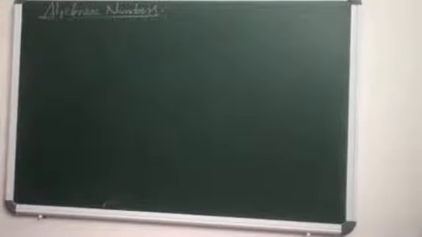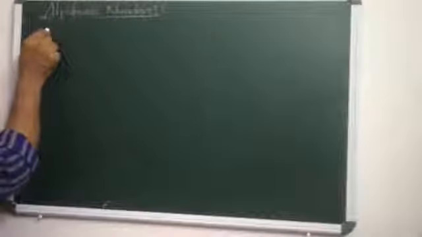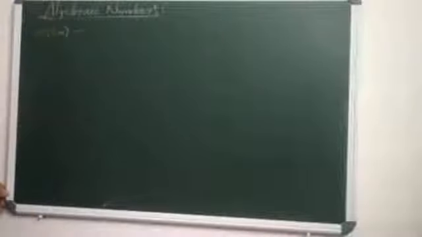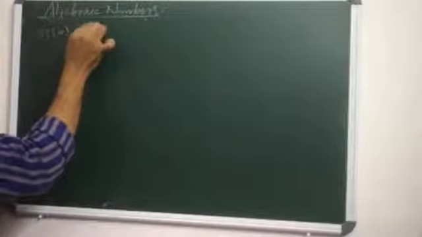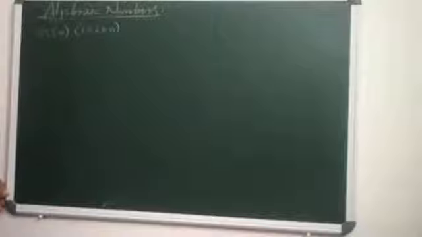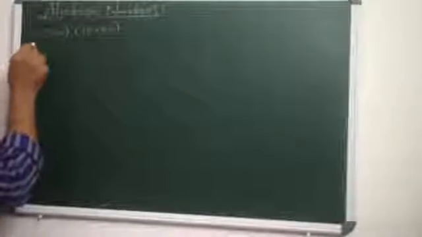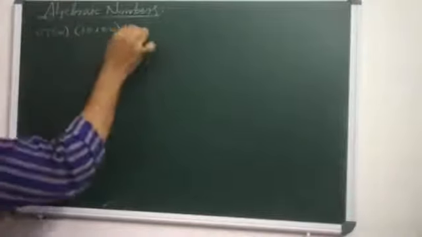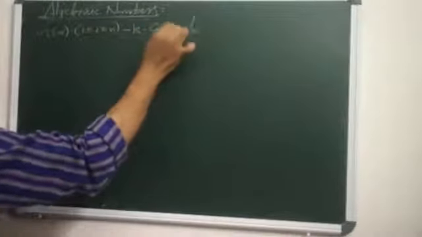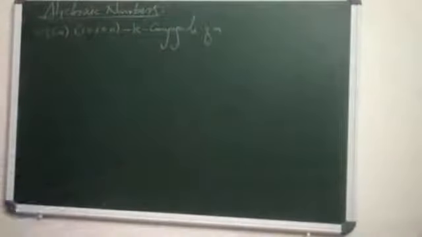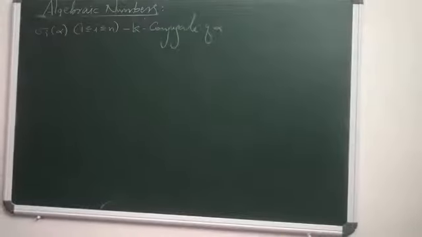Now consider the element sigma i of alpha, where i ranges from 1 to n, which is called the K-conjugate of alpha. The K-conjugate of alpha is defined as sigma i of alpha.